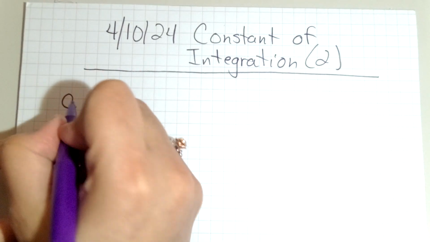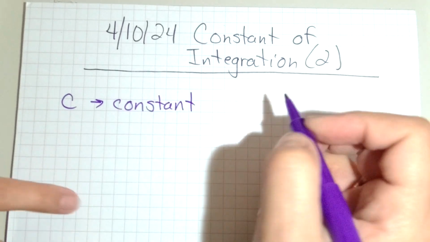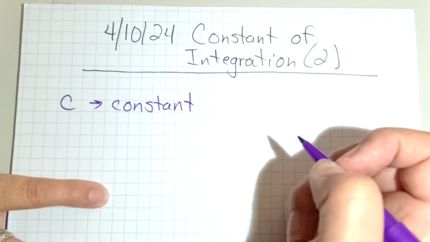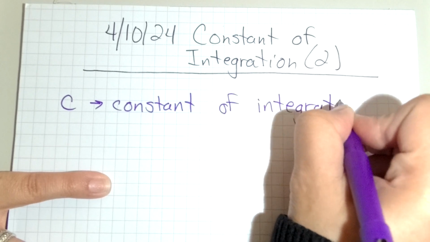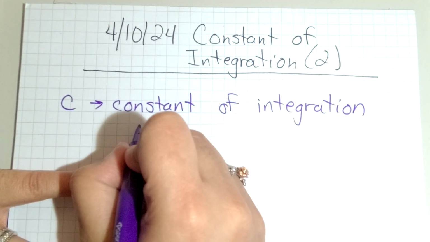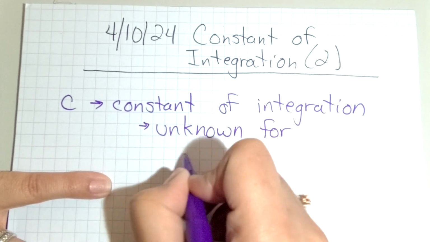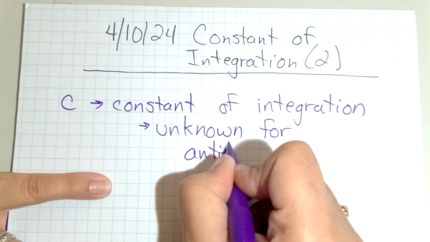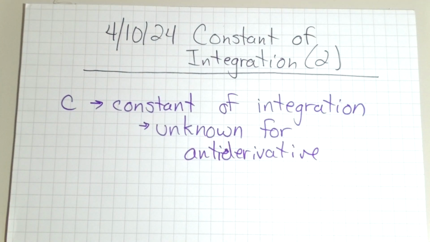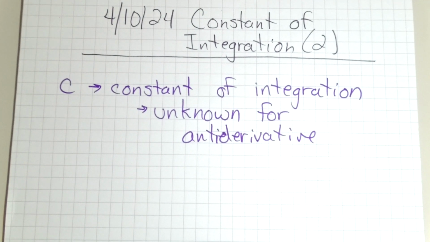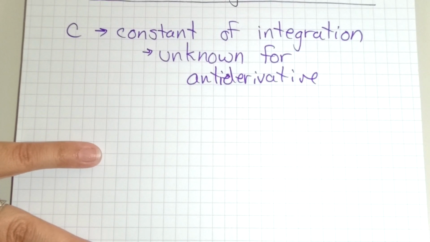So remember that we called C the constant of integration? Because we don't know what that is, because when we take the derivative of a function, the constant becomes 0. This is the unknown for an antiderivative. We're going to learn how to solve these today.